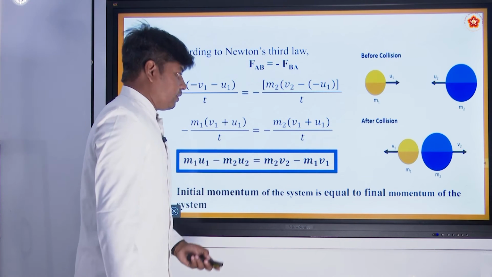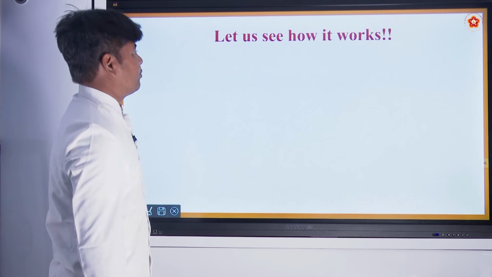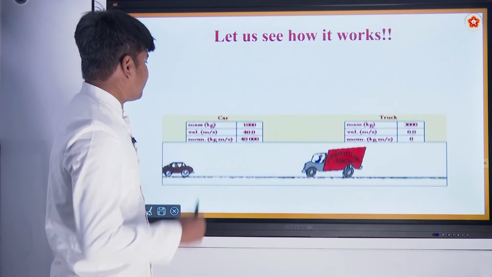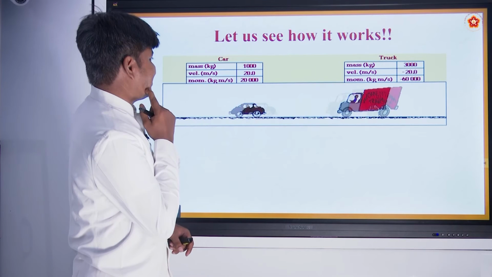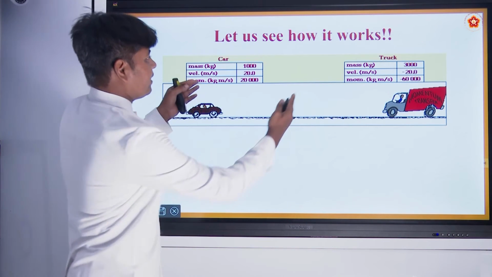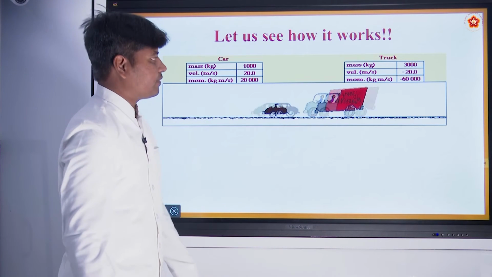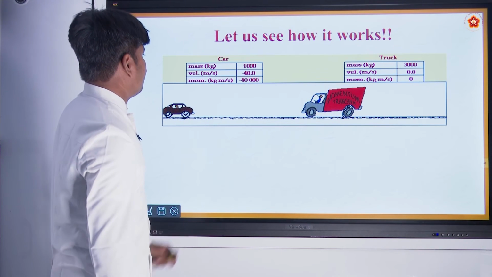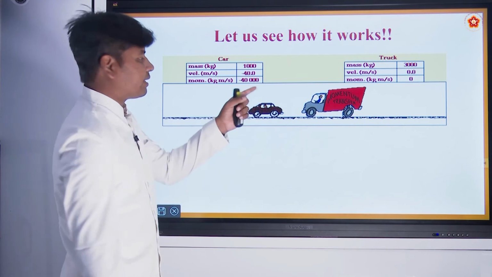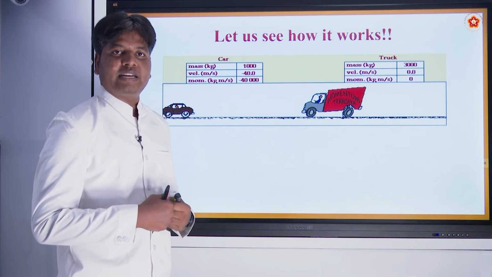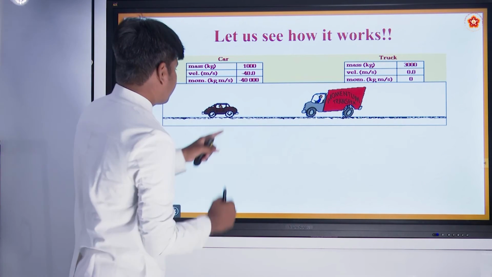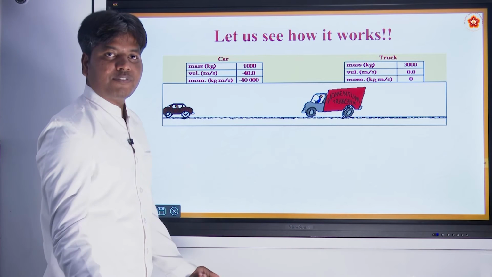Alright. Now, let us see how it works. Let us see an example. So, we have an example here where this is our system, a truck and a car. You have the mass of the truck and mass of the car here. You also have the velocity. Before the collision, both are traveling with 20 meters per second each. After collision, what happens? It stops, it goes back. See how the velocity is changing.